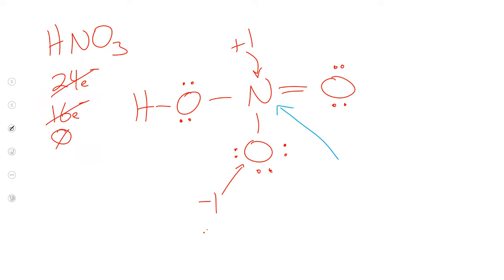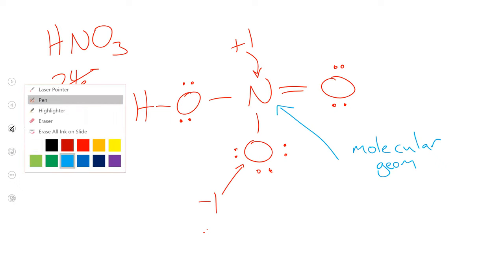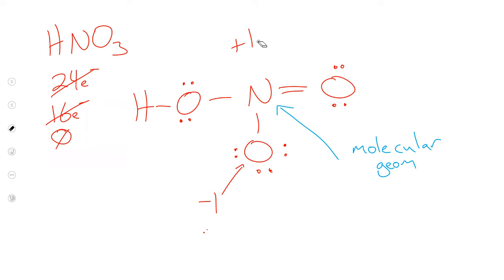This nitrogen has its own molecular geometry, which for this nitrogen, the way it's drawn now, what's the geometry around that nitrogen? How many electron domains around the nitrogen? Three. So trigonal planar, any of them lone pairs? No. So it's a trigonal planar nitrogen.